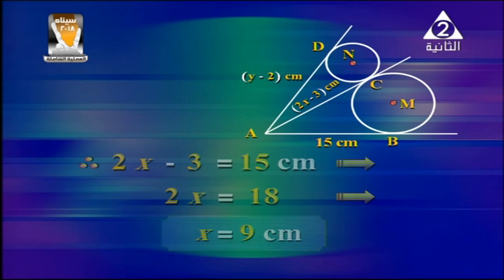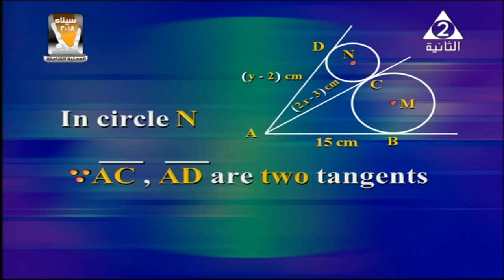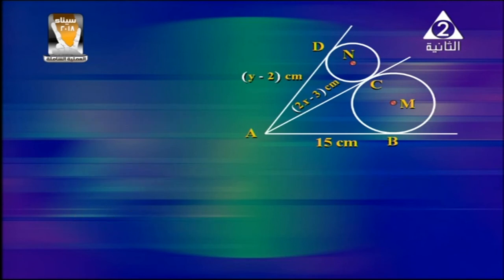What about circle N? Yes, in circle N, AC and AD are two tangents. So we can say that AC equals AD. What about AC? 2x minus 3, or 15. And what about AD? It is y minus 2. So we can say that 15 equals y minus 2. Can you now find the value of y? Of course, yes. Y will be 17.